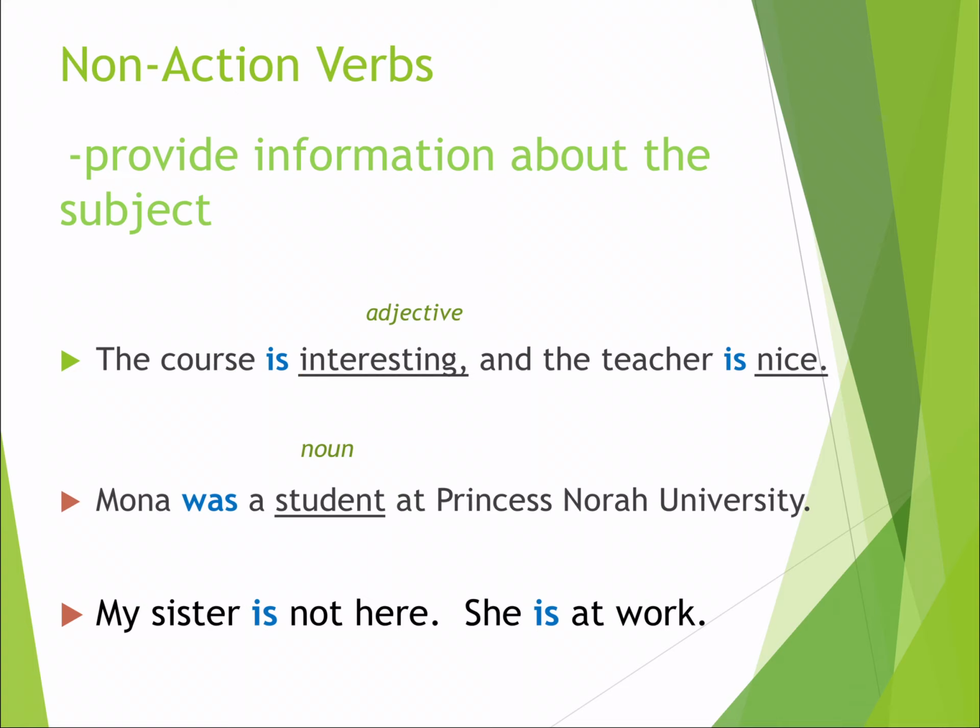Okay, let's look at the last one. My sister is not here. She is at work. What information are we getting here? We're getting information about location. So again, non-action verbs give us information about the subject, and you can see the different kinds of information.